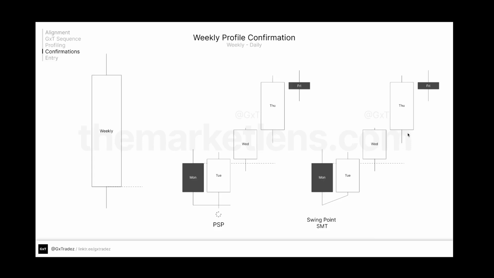So how do we apply that same logic? Profiling a lower time frame swing with a higher time frame expansion candle. We're just confirming that lower time frame swing with PSPs and SMTs. So here is a weekly candle. The low is formed from a PSP, a daily precision swing point. And over here, we have the low of the week formed from an SMT between swing points.